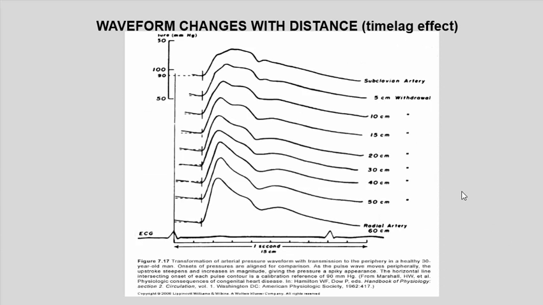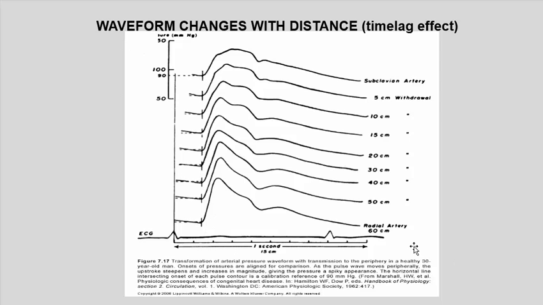Let's have a look at the effect of pressure waveforms with distance. This is a graph showing different pressure measurements at the level of the subclavian artery moving distally right down to the radial artery. The further away from the aortic root you move, the more the pressure changes. And this happens as the diameter of the distal arteries lessens. The plots have been artificially realigned so that they have the same starting point.